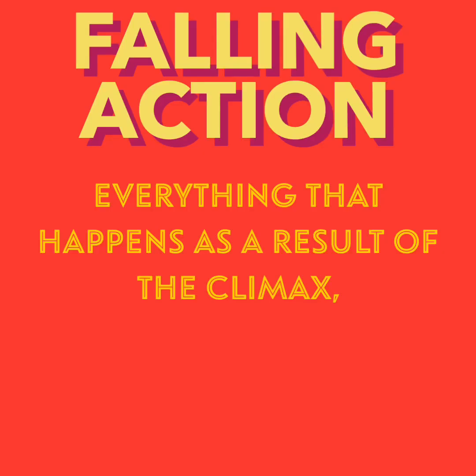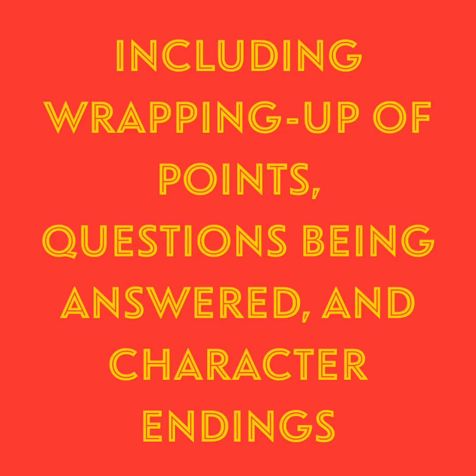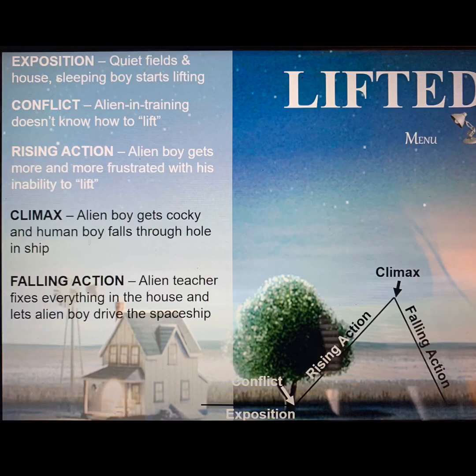Which leads us into our falling action, which is everything that happens as a result of the climax, including wrapping up with points, questions being answered, and character endings. Since the climax left us off with not knowing what was going to happen to the sleeping boy, the falling action is going to give us those answers. For instance, the alien teacher fixes everything in the house and lets alien boy drive the spaceship.